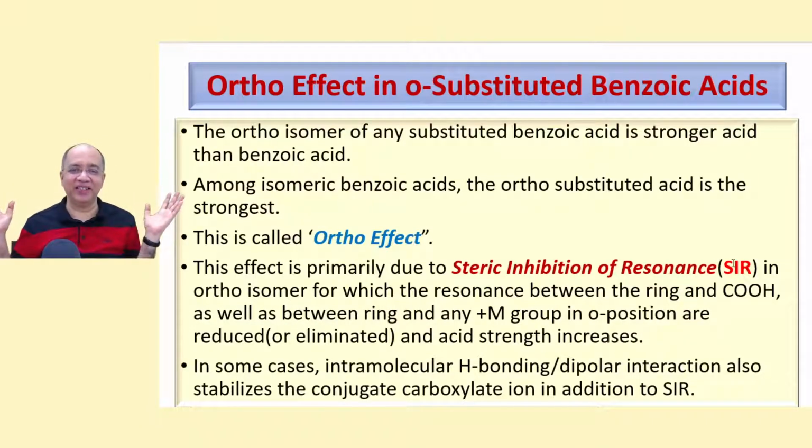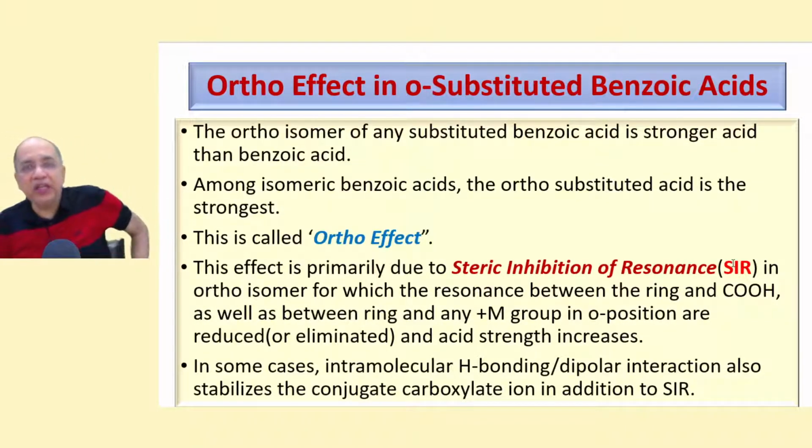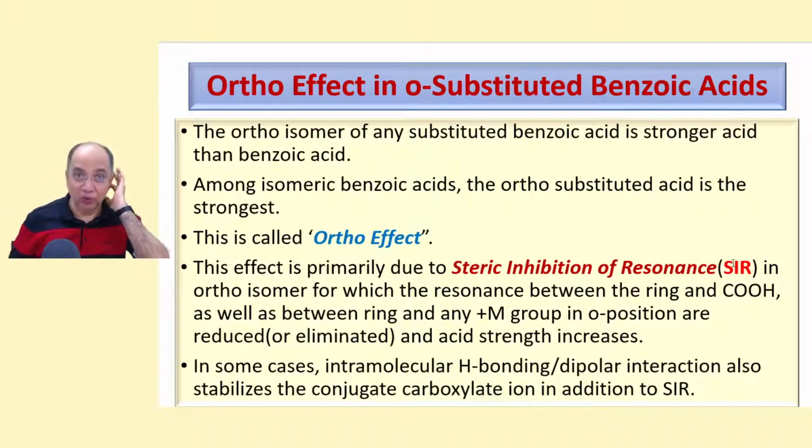Now the famous effect. Benzoic acid will enjoy a unique effect called ortho effect. What is that? The statement of that effect, let me read out: the ortho isomer of any substituted benzoic acid, may it be ortho-methyl, ortho-methoxy, plus I or plus M, or ortho-chloro or ortho-nitro, whatever may be the nature of the group in the ortho position, it will be a stronger acid than benzoic acid, irrespective of whether it is a minus I minus M or a plus I plus M.